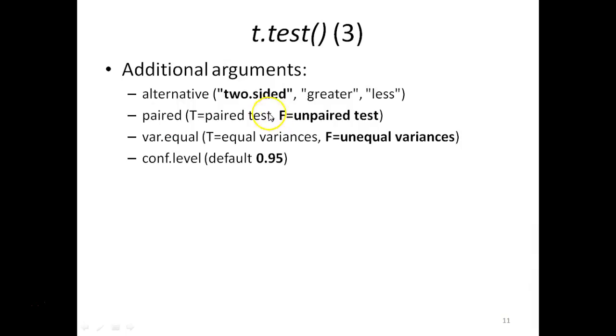Paired is false as default, and R as default gives you an unpaired test. If you want a paired test, then you would have to set paired to true. And as default, you get unequal variances. That is, R accepts the possibility of unequal variances in the two groups. If you would like to force the command into assuming equal variances in both groups, then you would have to set var.equal to true. And the confidence level is 0.95 as default. And therefore, the confidence interval that you get is a 95% confidence interval.